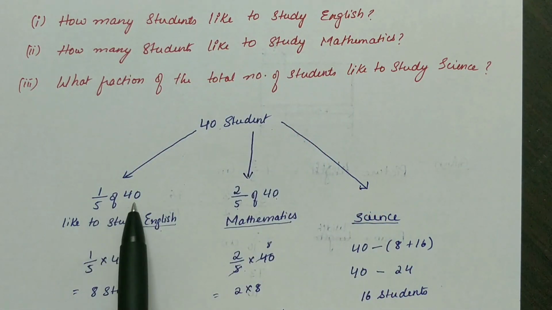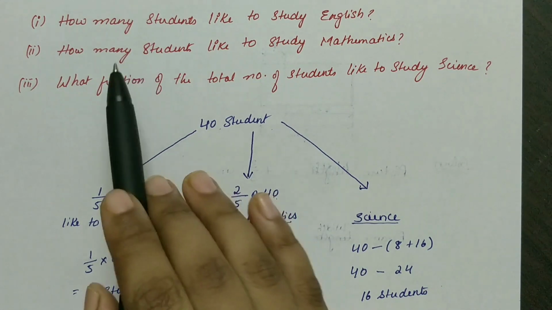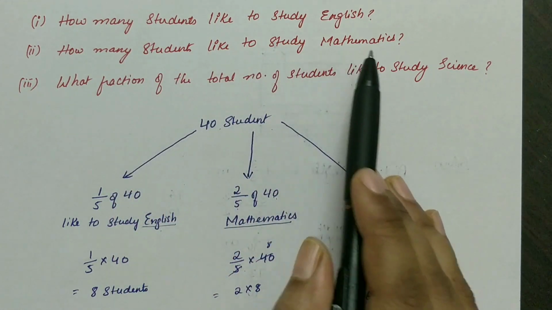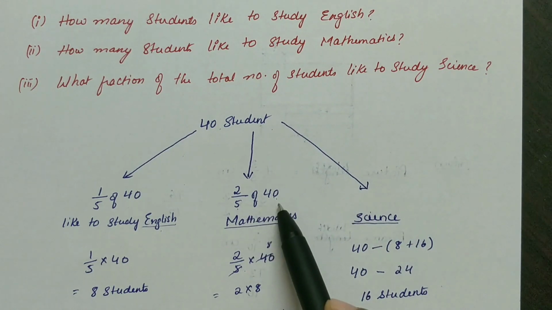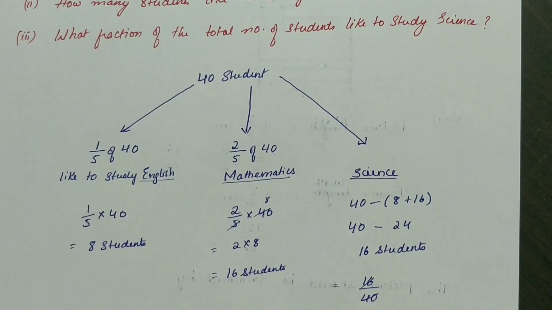That is 1/5 of 40, equal to 8 students. How many students like to study mathematics? That is 2/5 of 40. By simplifying, it is equal to 16 students.